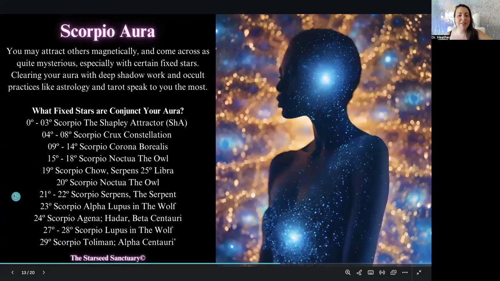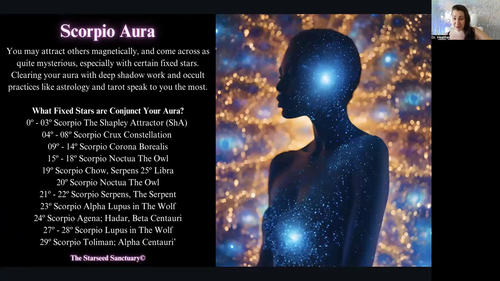All right, next up we have the Scorpio aura. So if your natal asteroid aura is in the sign of Scorpio in the tropical zodiac, you may attract others magnetically. And you might come across as very mysterious, especially with certain fixed star alignments. So clearing your aura with deep shadow work or other occult practices like astrology and tarot speak the most to you. So let's see, what are the fixed stars aligned with your Scorpio aura?